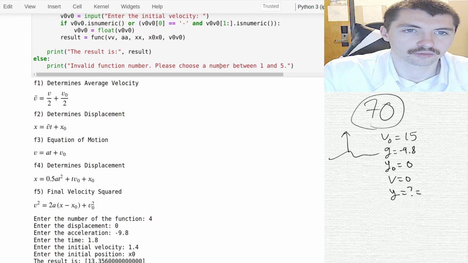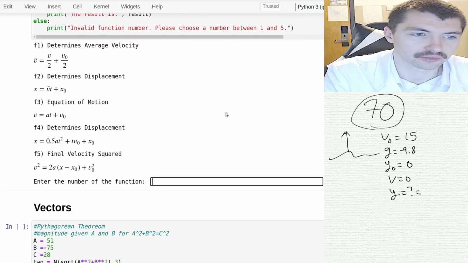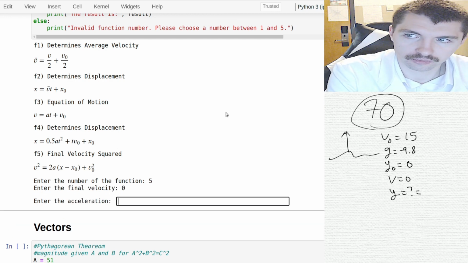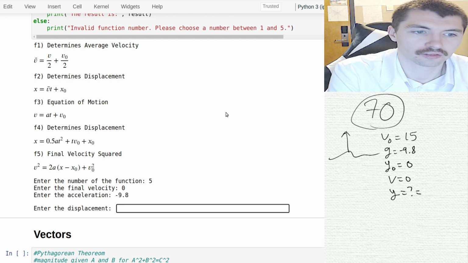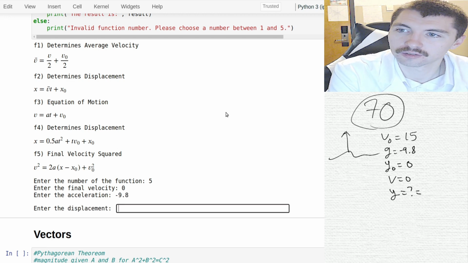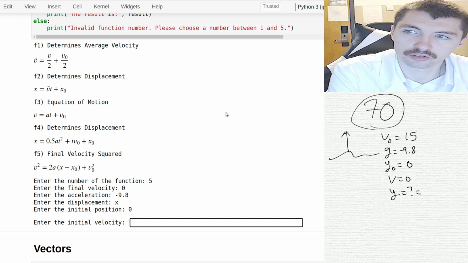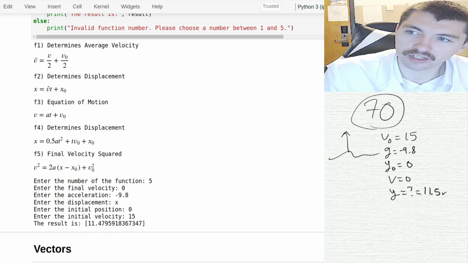Okay, so you'll probably use equation 5. V is 0, a is negative 9.8, displacement, that's what we're trying to find. Initial position is 0. Initial velocity is 15. Okay, so 11.5 meters high.